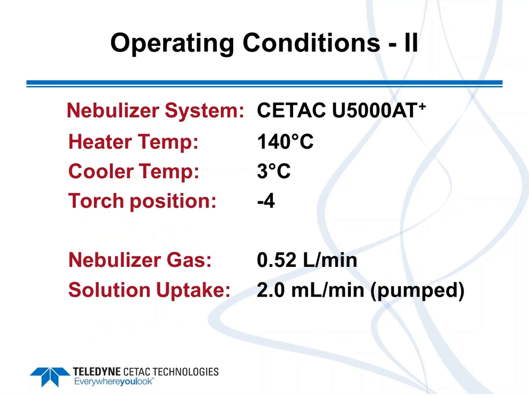Operating conditions for the USN, there is a slight change in the torch position to the -4 position on the Optima system for a drier plasma because of the condenser in line. But the main thing we adjusted was the nebulizer gas flow, and that was reduced to 0.52 liters per minute for best signal.